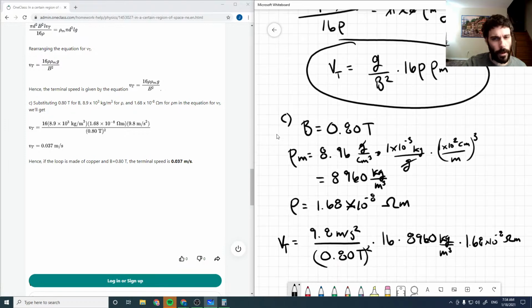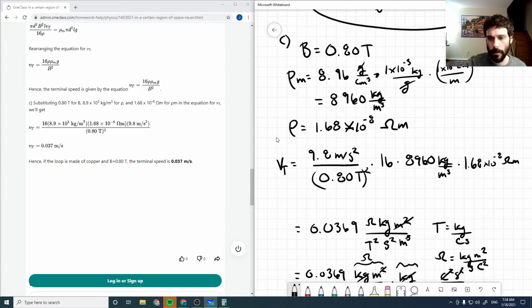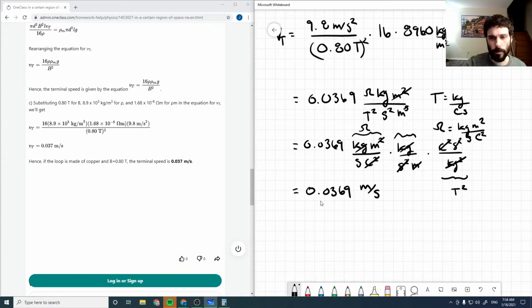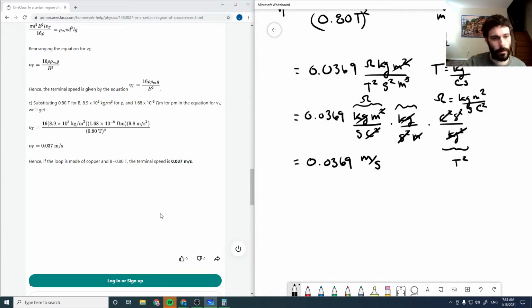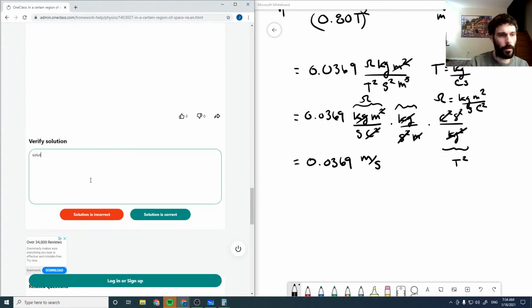So our terminal velocity is, so that looks good. And then using values that we look up, 8960, so that's about the same, 1.68 times 10 to the minus 8, so that's good. And it comes out to be 0.037, so yep, that looks pretty good. All right, so we'll say solution is correct. Looks good.